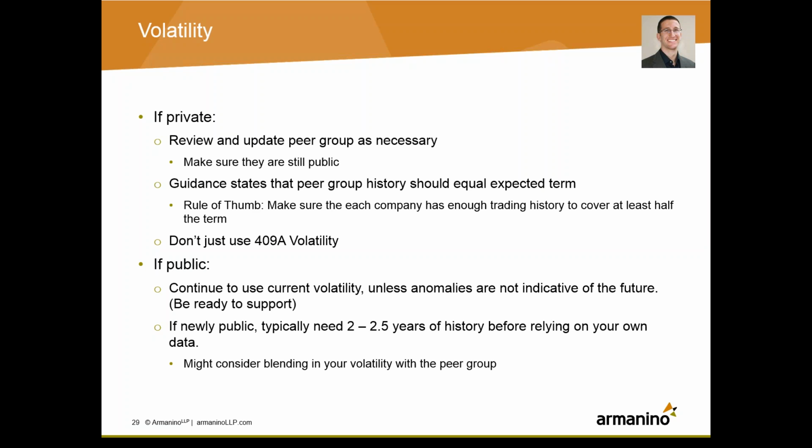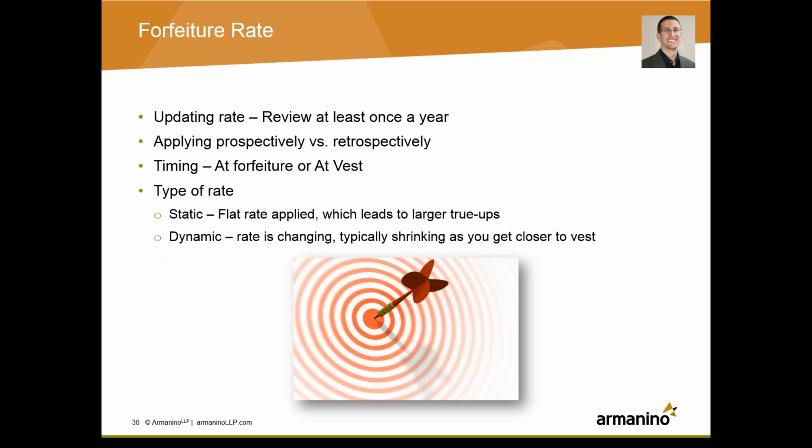If you are a public company, you can definitely use your current volatility, but you want to assess if there have been any anomalies in the past year or quarter that you want to adjust. I was just talking to a client yesterday about this: if you're a newly public company, you're going to have to use a peer group until you get enough trading history, but then you can start blending in your own rate.